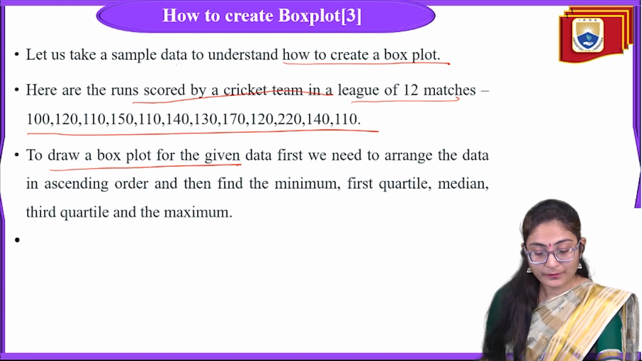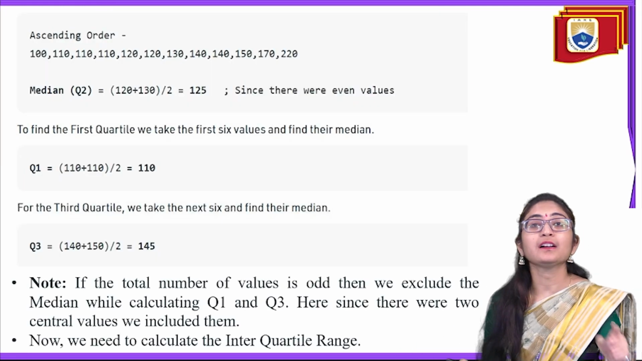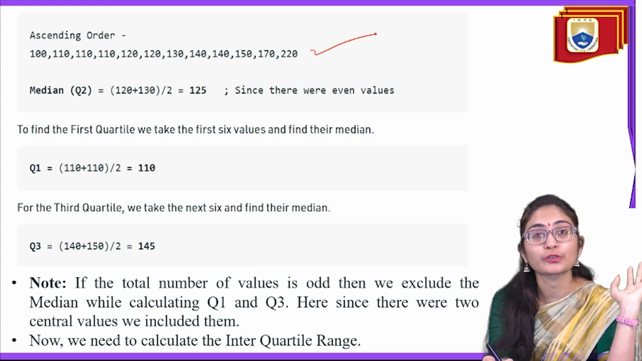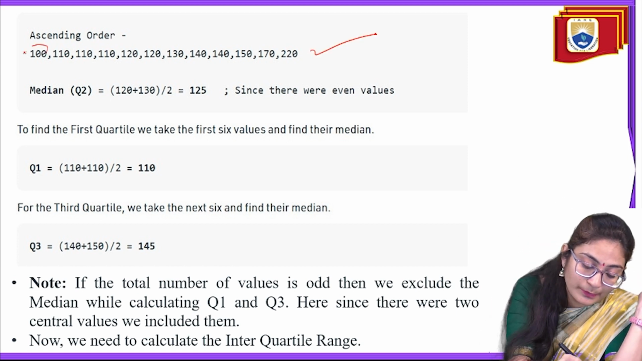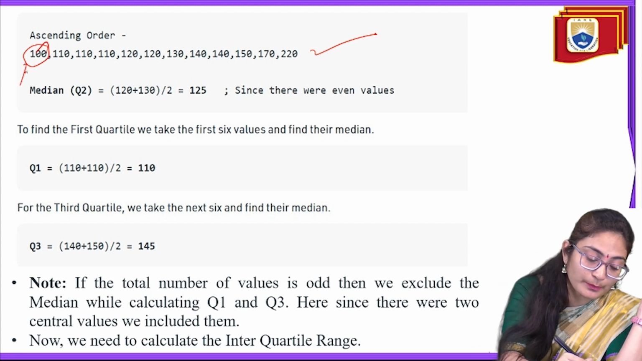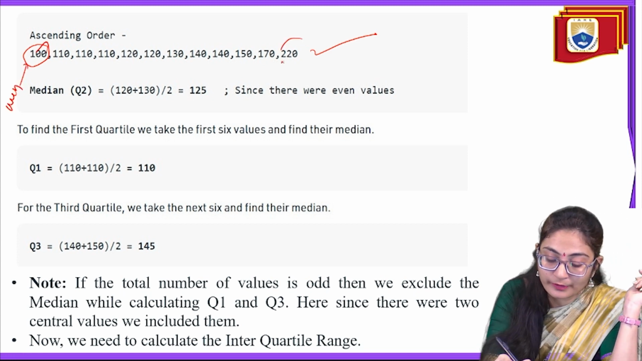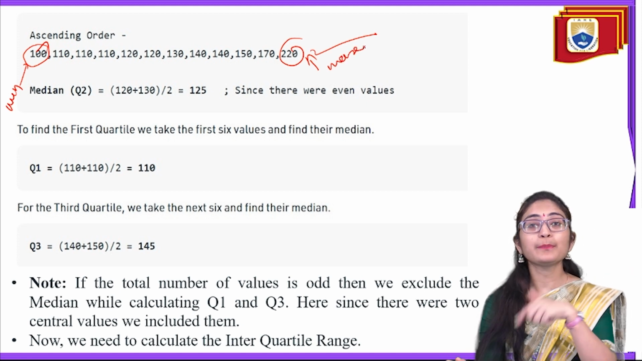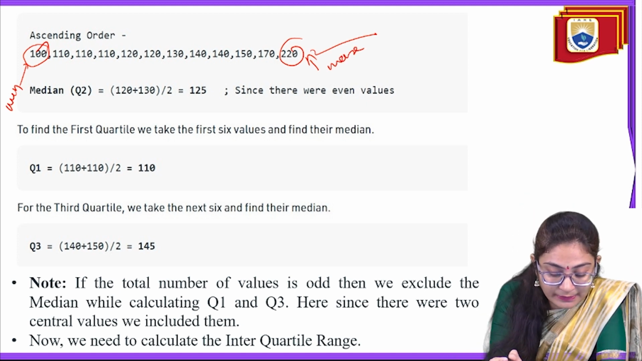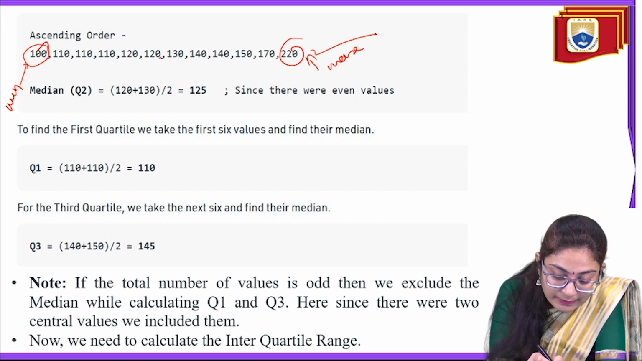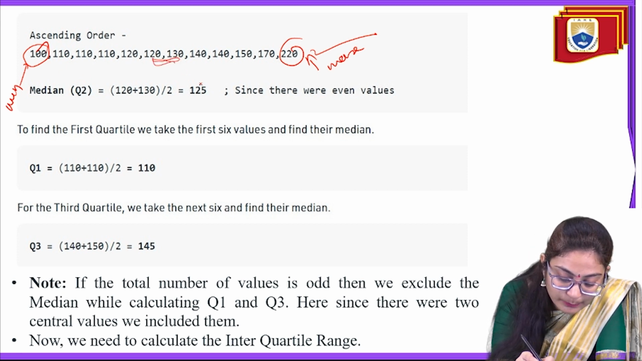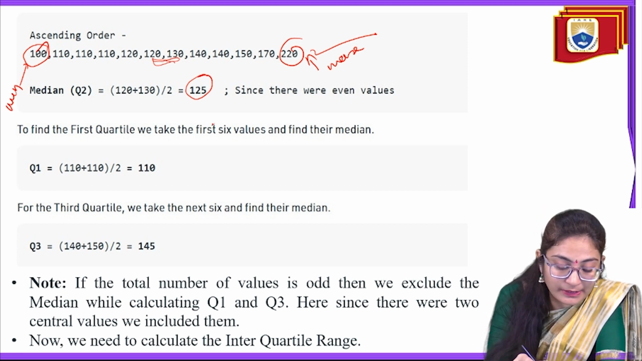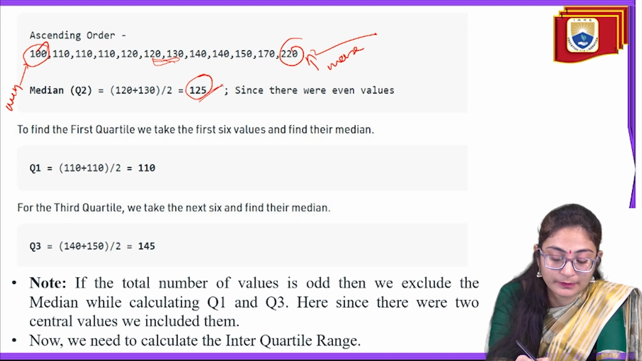So here, first we will arrange our data in ascending order. And we have arranged all the data in ascending order. Now first we will find the minimum value. Here this is your minimum value. 220 is your maximum value. And now we have to find the median. So what is your median? Between these values is the median, that means 125. Since there were an even number of values, that's why we got this median.